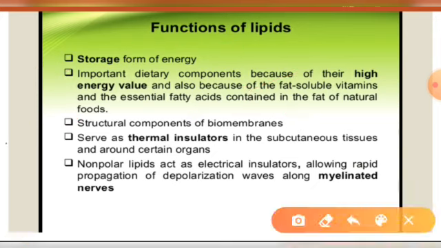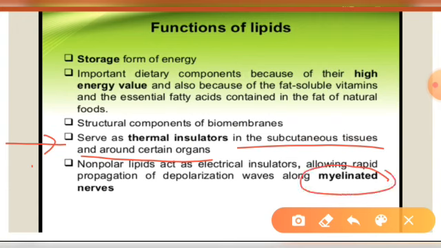They serve as thermal regulators or thermal insulators in the subcutaneous tissue and around certain organs. So they do the work of insulators also, they prevent the loss of body heat by acting as insulators. Next, nonpolar lipids act as electrical insulators, allowing rapid propagation of depolarization waves along myelinated nerves. So like we have seen that cerebroside, which is a glycolipid, is a covering around the nerve fibers, and these nerve fibers are known as myelinated nerves. So they help in rapid propagation of depolarization wave.